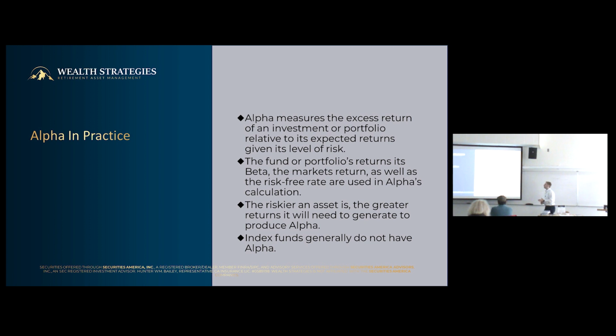The fund or portfolio's returns, its beta, the market's return, as well as the risk-free rate are all used in alpha's calculation, which is what we showed earlier. All of those different data points get put into that equation. The riskier an asset is, the greater returns it will need to generate in order to produce alpha. So obviously, the riskier we are, the higher our beta is, the higher actual percentage returns we would need to see in order for it to be considered alpha.